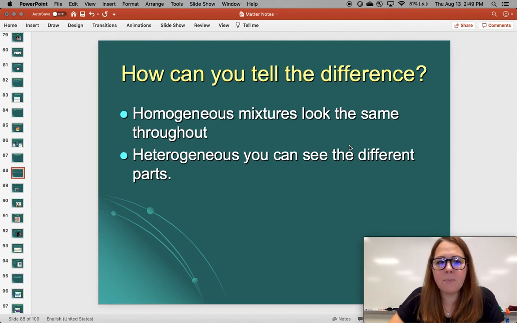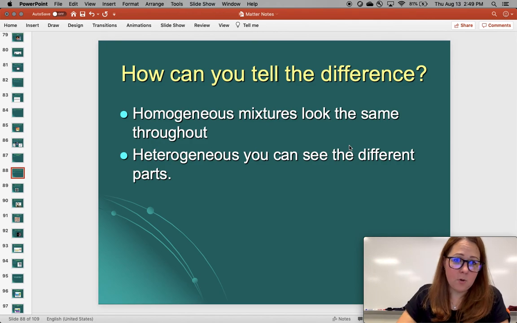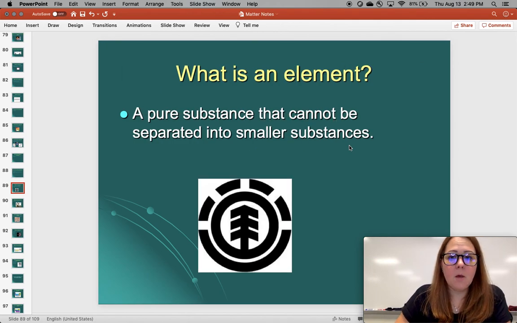Or a pepperoni pizza, you can see all the parts that are there. Are you hungry yet? So with all those different components, you can see them. When you're looking at those words, hetero means different, you can see the different parts. Homo means same, so it's going to look the same all throughout.